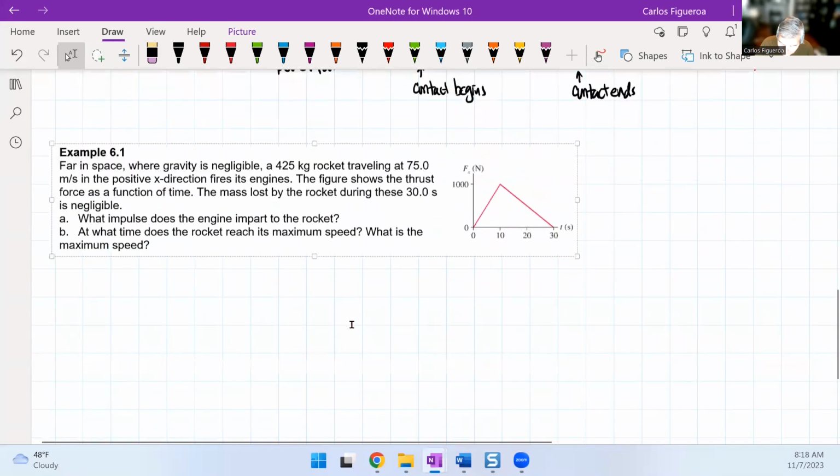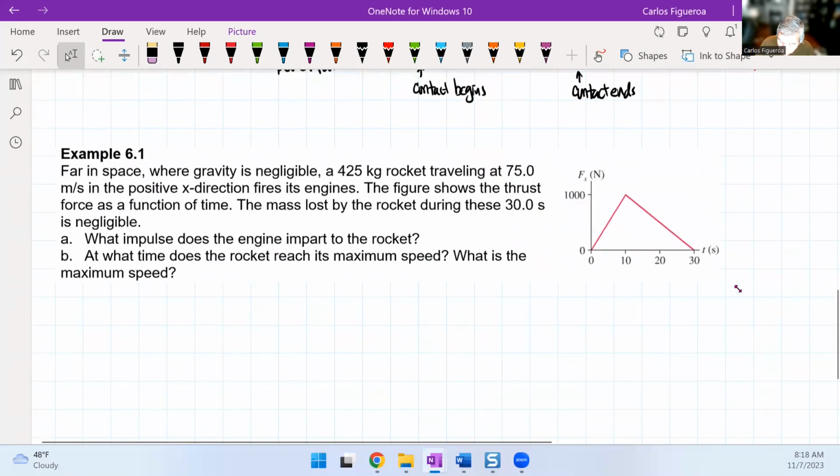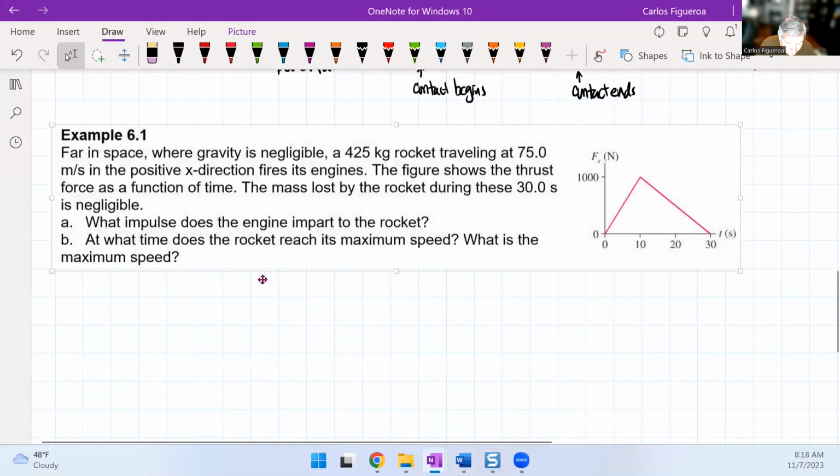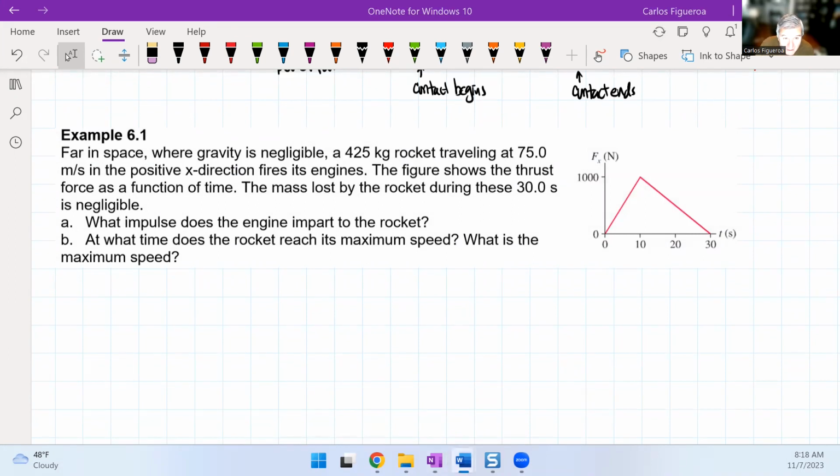Momentum. So we had this example that we were looking at. What we showed here is that we analyzed this and ended up calculating the impulse for this rocket. So let's interpret this question first.